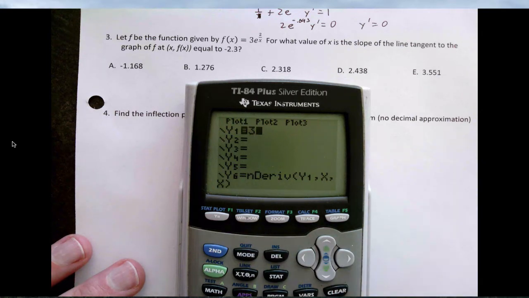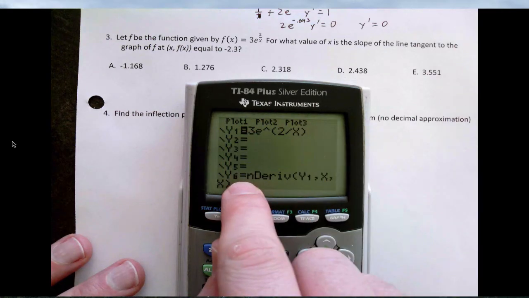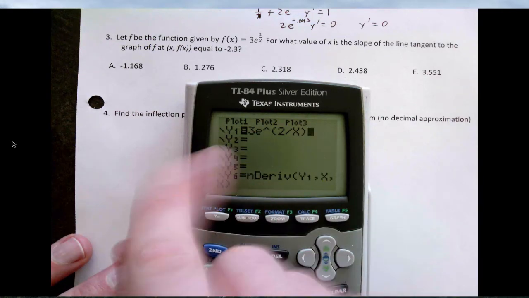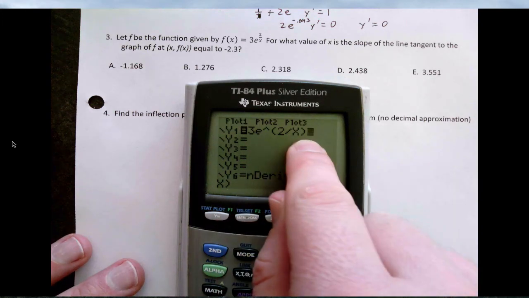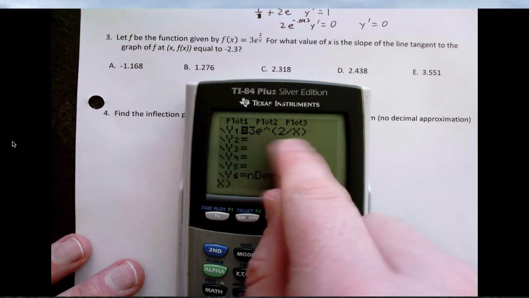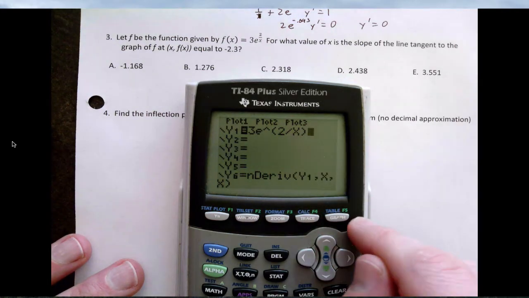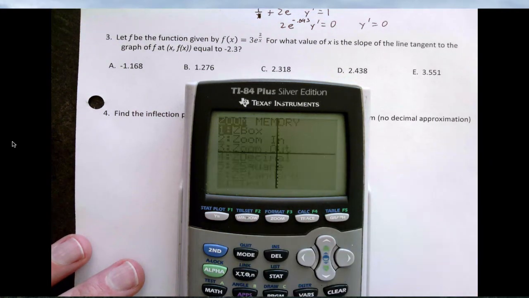So I would type in the original function, e to the 2 divided by x. Now I can graph that, and I can use the calculate menu to find slopes along the curve. That's what I'm going to do. Or I can turn that off and turn on the derivative and then just trace to the different values and see what they are. That might be a little faster, but this is a little bit simpler. So I put in the original function, and I'm going to graph it on zoom 6, just to give me a little zoomed out view from what I just had.